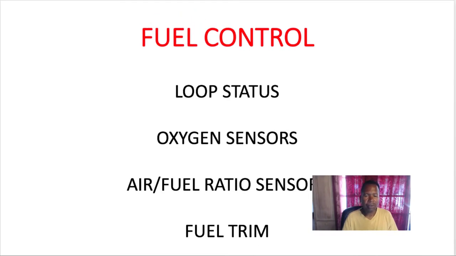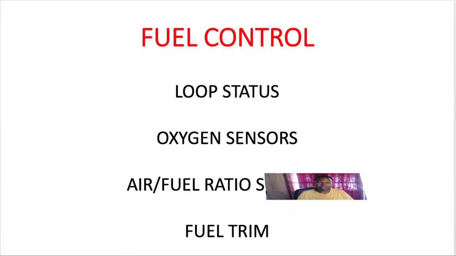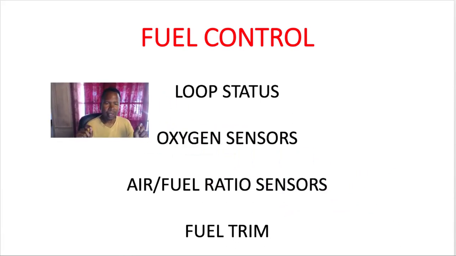Oh, we're going to talk about fuel control. Loop status. Now, what's loop status? Loop status tells us if the fuel system is compensating for the exhaust O2 content. Basic meaning, in closed loop, it responds to the O2 sensor. In open loop, it ignores the O2 sensor.